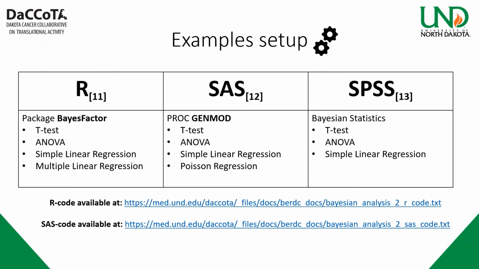We'll do R, SAS, and SPSS, and there is more information on the background in these resources here, and the links will be found at the end. In R, we'll be using Bayes factor to look at t-test, ANOVA, and 2 types of regression. We use PROC GENMOD in SAS, with a t-test, ANOVA again, simple linear regression, and then we'll also look at Poisson regression. So generalized linear models for the win. And then SPSS will keep it a little simpler: t-test, ANOVA, and simple linear regression.